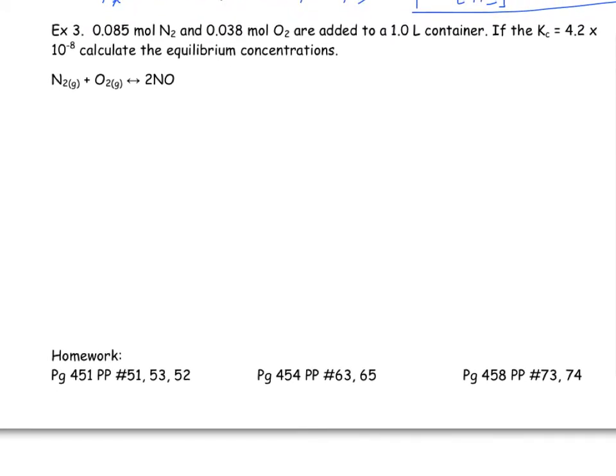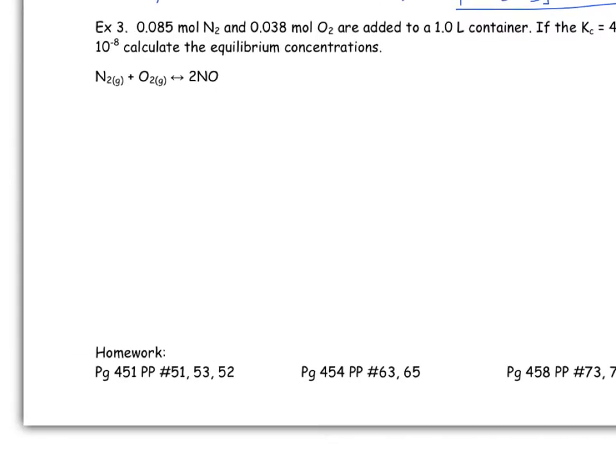Example 3 introduces a new trick to avoid doing quadratic formula. I don't particularly enjoy doing them, so I try to avoid them whenever I can. In this question, I have an initial concentration of 0.085 for my nitrogen, 0.038 for my oxygen, and NO is not mentioned, so I'm going to assume that it's going to start off as 0 moles per liter.